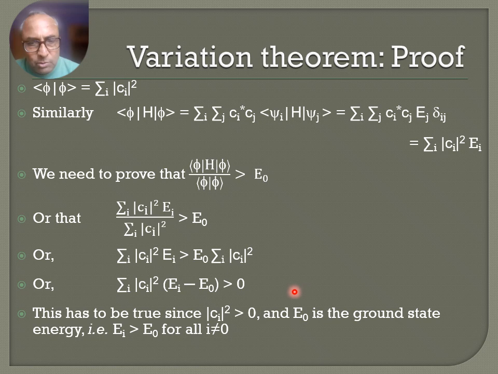But this has to be true, since the modulus of ci squared has to be positive, and E0 is the ground state energy. Therefore, Ei minus E0 also has to be positive. Ei is greater than E0 for all i greater than or equal to 0. So this statement is trivially true, or in other words, therefore we have proved the variation theorem.